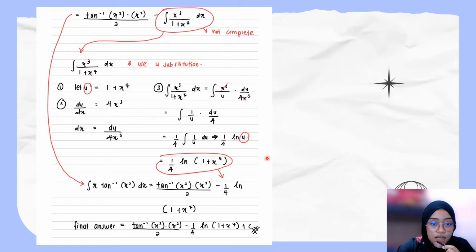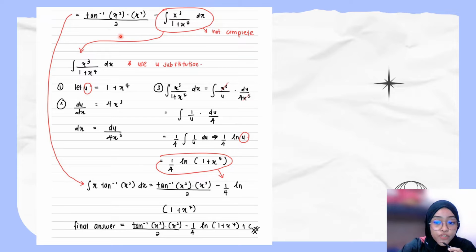The u here is equal to 1 plus x to the power of 4. So we put back the x value, and it becomes 1 over 4 ln of 1 plus x to the power of 4. After we settle this, we get the new equation here.